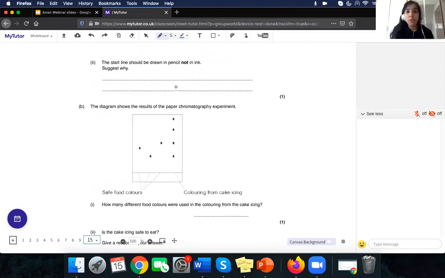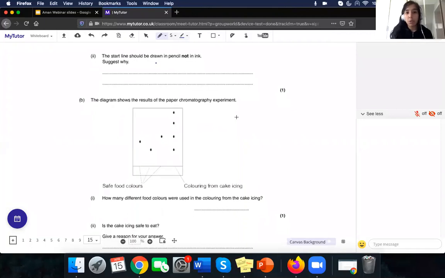The start line should be drawn in pencil, not in ink. Suggest why. We covered this earlier. Why do we draw the start line in pencil and not in ink? Yep, ink smudges, to prevent it dissolving in the solvent. Excellent, both are absolutely fine. Pencil's not soluble, so we use pencil. Very well done, everyone.